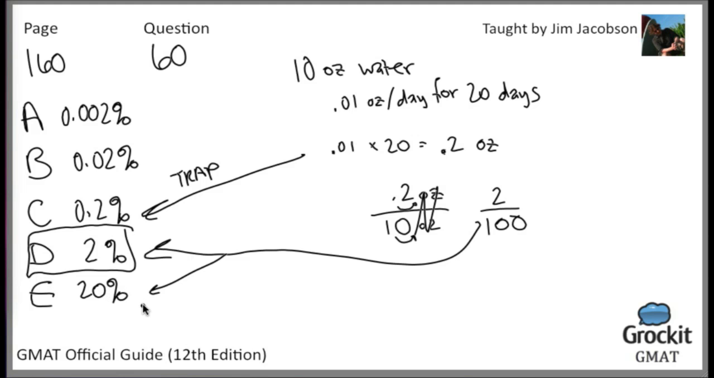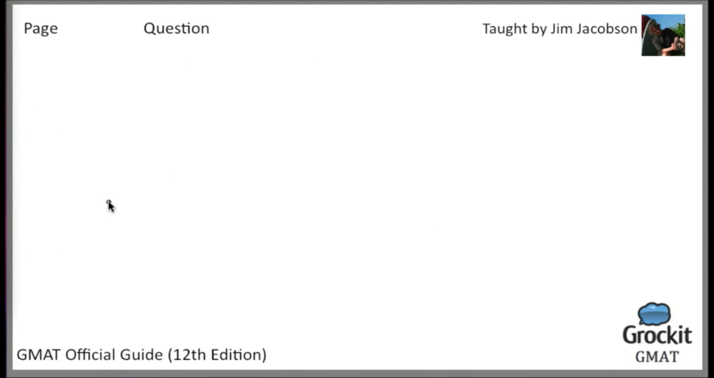20% would be true if it were just 1 ounce of water. So this is where one of the errors of the power of 10 came in. It was originally 10 ounces of water, not 1 ounce of water. So that one's not it. Choice D, correct answer. Okay, let's move on. Number 61.